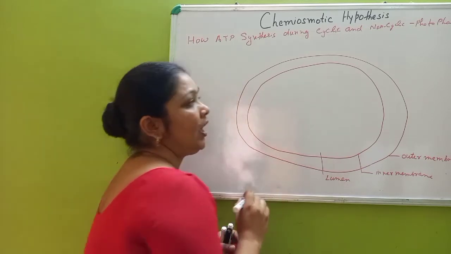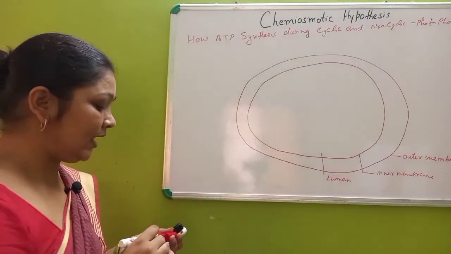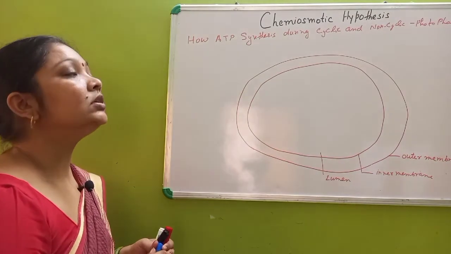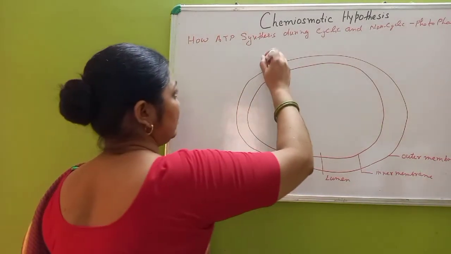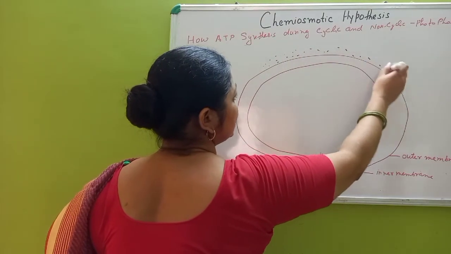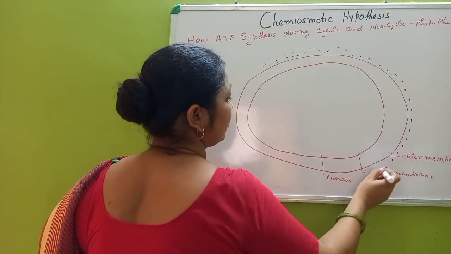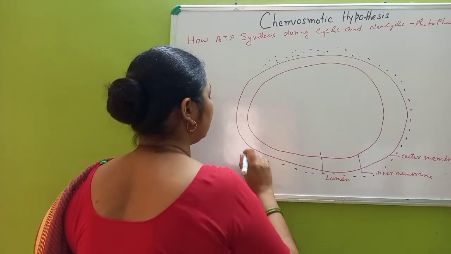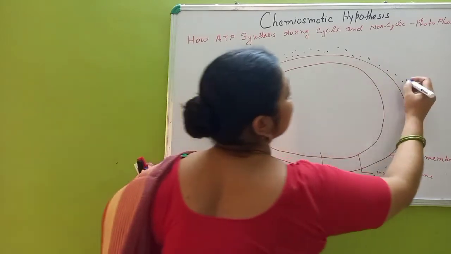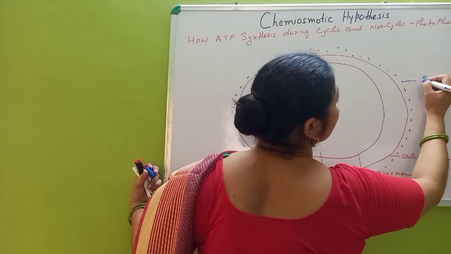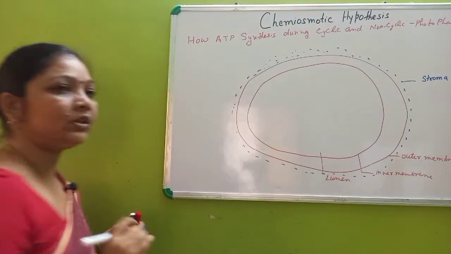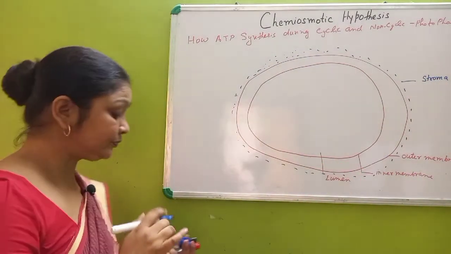lumen. And we all know that the thylakoid is present, and outside the thylakoid the stroma is present. Okay, a jelly-like matrix is present all around the thylakoid. I am just making a single layer. So this is what? This is stroma. Okay, around the thylakoid a stroma is present.